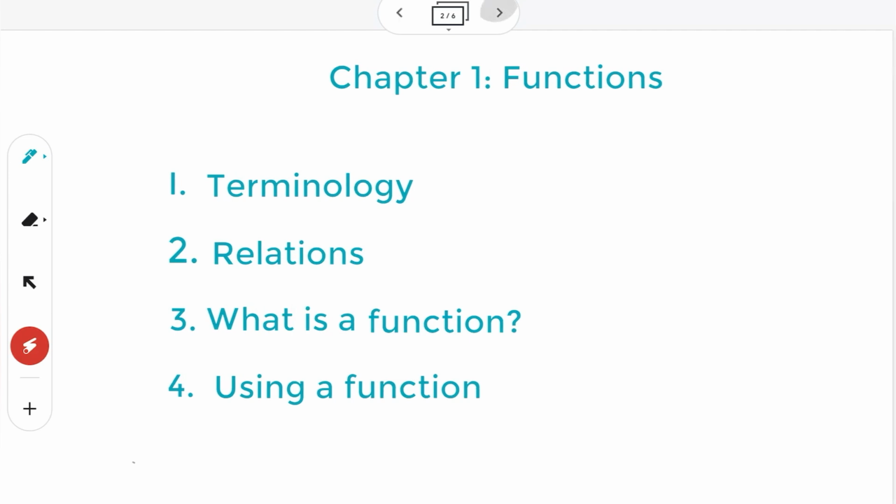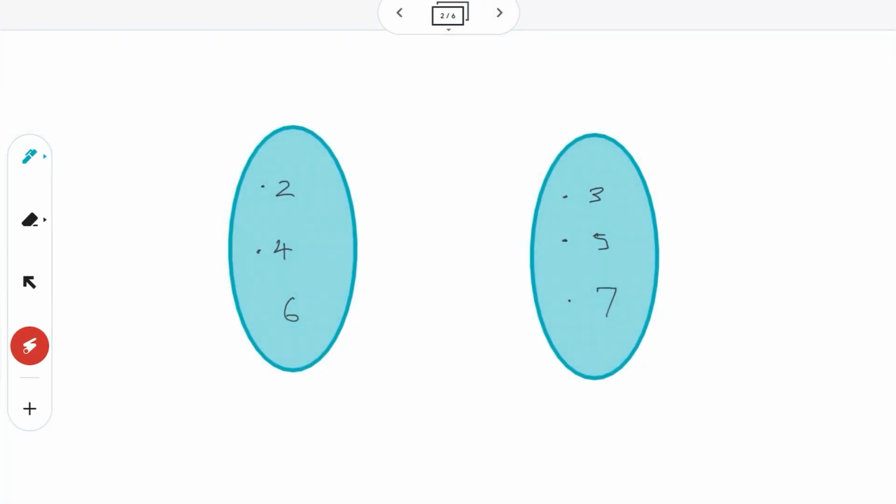So let's get started. But before we get into the content, let's just talk about what exactly is a function. A function helps us to connect two groups of data. For example, here we have one group of data here and another group of data here. A function then helps us bridge the gap between these two. It tells us what the relationship is between the first set of values and the second set of values.